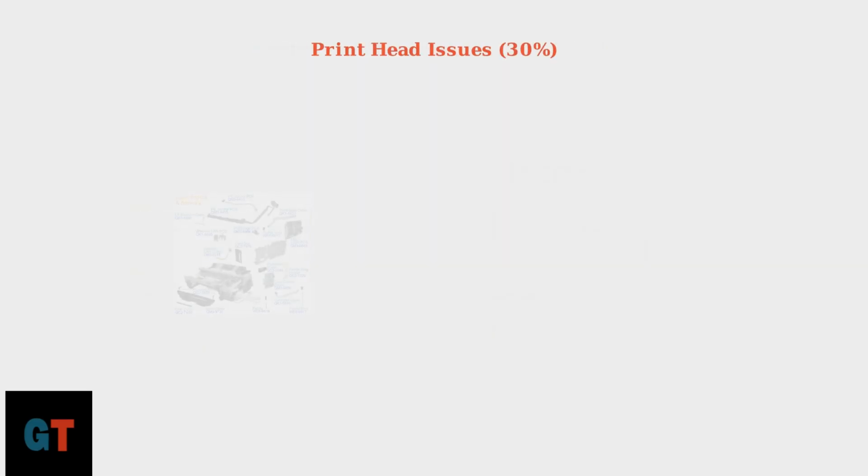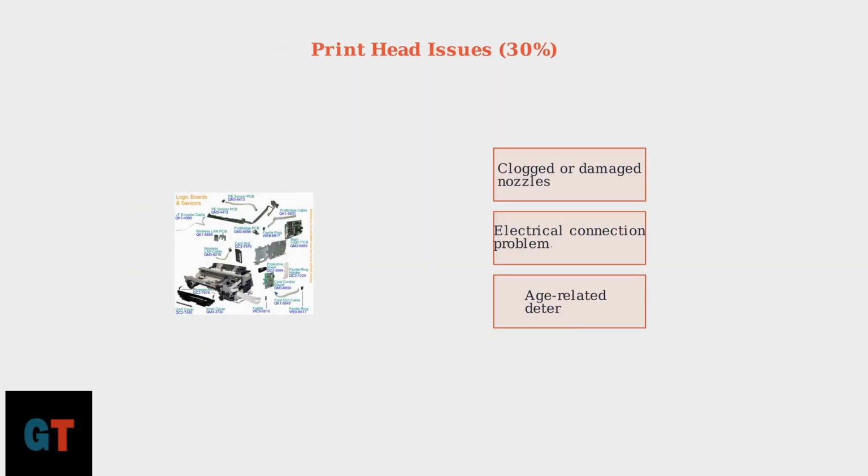Print head issues represent 30% of Error B204 cases and involve the core printing mechanism. Clogged or damaged print head nozzles can prevent proper ink flow and cartridge detection. Electrical connection problems between the print head and main board disrupt communication. Age-related deterioration of print head components naturally occurs over time, leading to recognition failures.